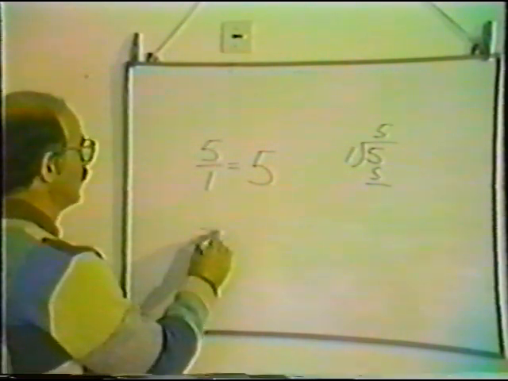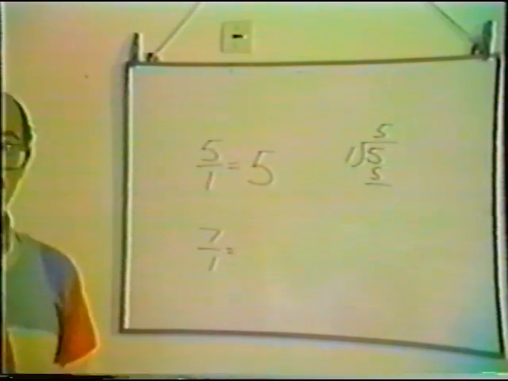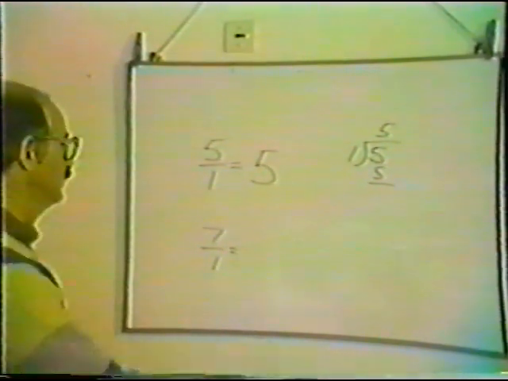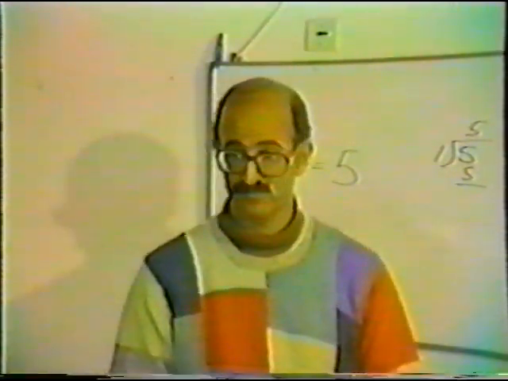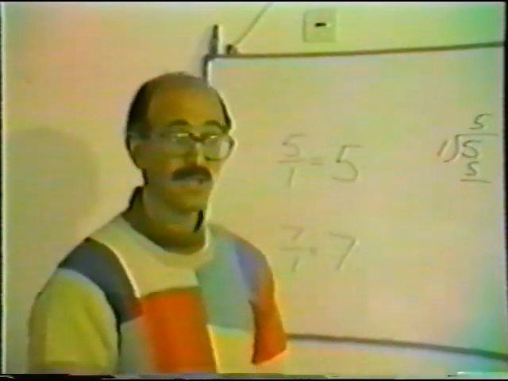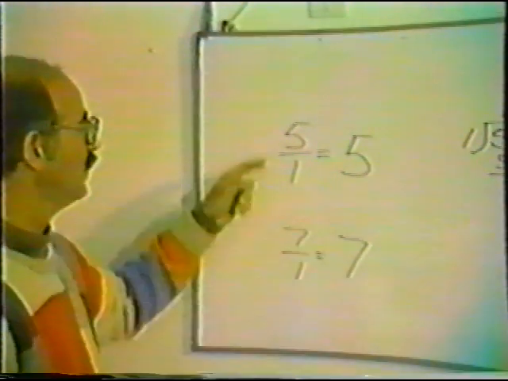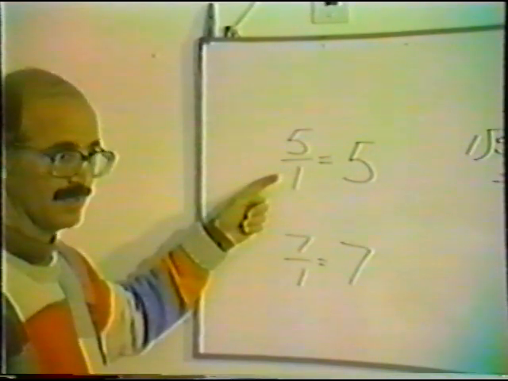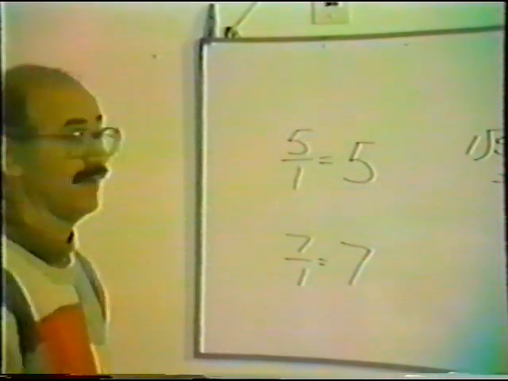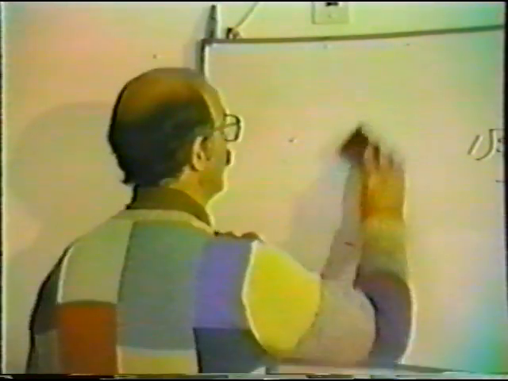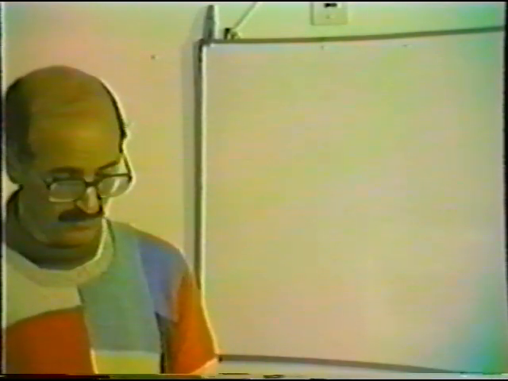How about 7 over 1? That's the same thing as? 7. How about 20 over 1? 20. 37 over 1. 37. Anything over 1 is the same as that number. 5 over 1 is 5. Now that's going to become an important little tool.